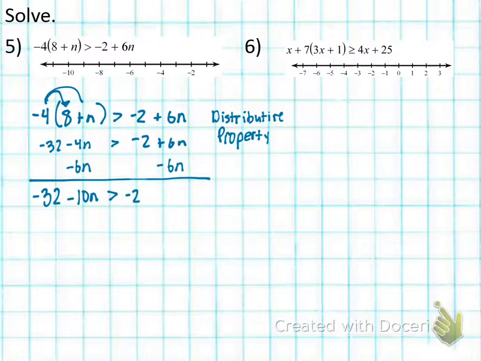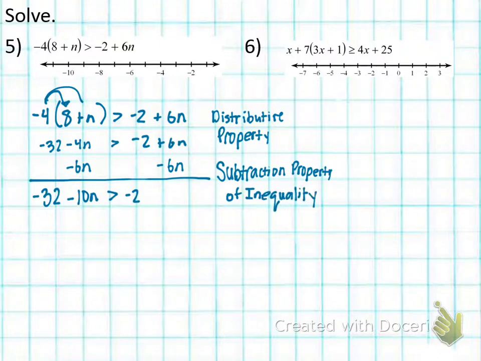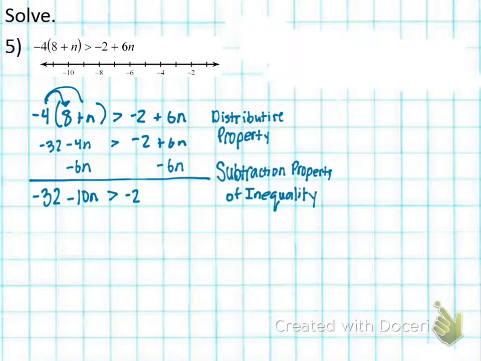negative 2. Okay. What property did I just use? The what? Subtraction property of inequality. Okay, continuing. Why don't you finish this one off, and then I'll check on your answers. Ready? Go. Okay, so on this one, I would have added 32 first.